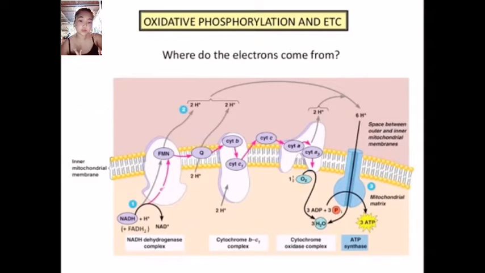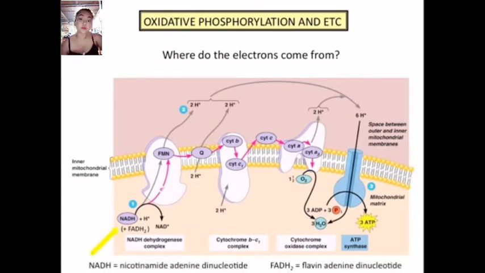But where do the electrons that flow down the chain come from? They are shuttled to the beginning of the electron transport chain by electron carrier molecules, NADH and FADH2. At this time, you should pause this video and watch the animation on the electron transport chain found on microbiologyplace.com in Chapter 5.